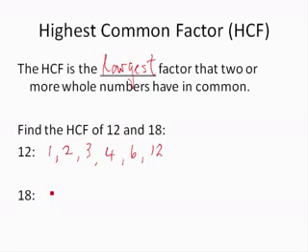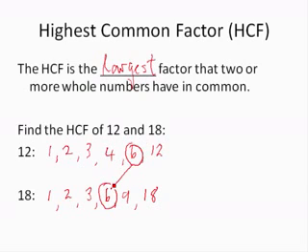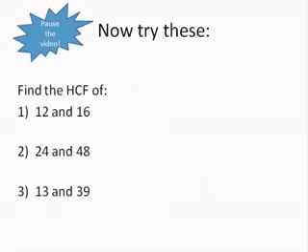Now we'll do the same for 18. There's 1, 2, 3, 6, 9, and 18. All we have to do now is look through the two lists of factors and circle the largest one that the two numbers have in common. In this case, the HCF of 12 and 18 is 6. Now pause the video and try these exercises.